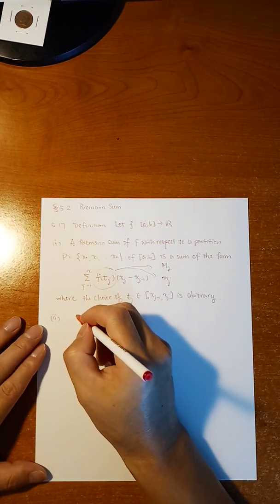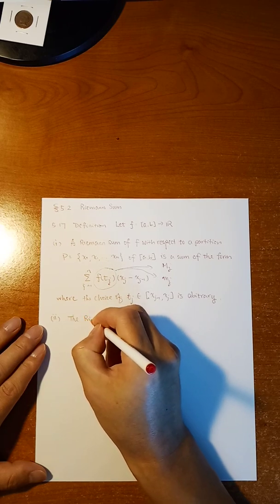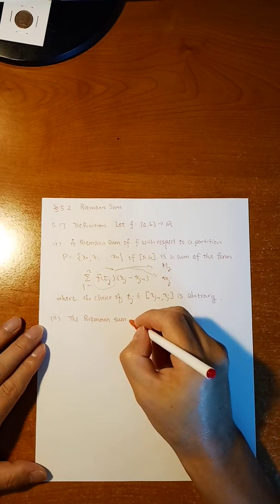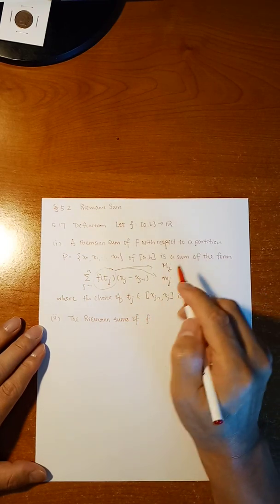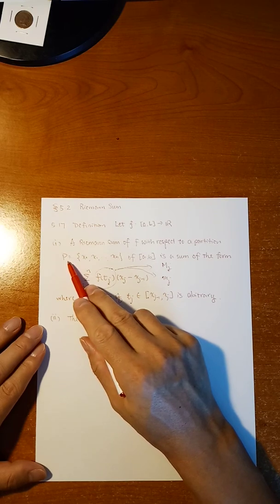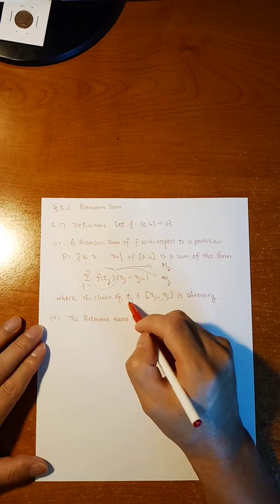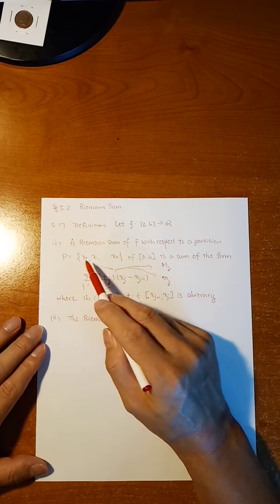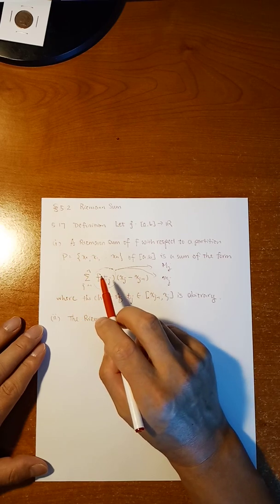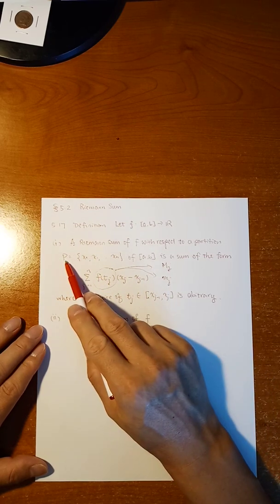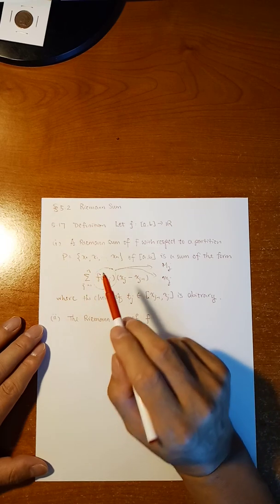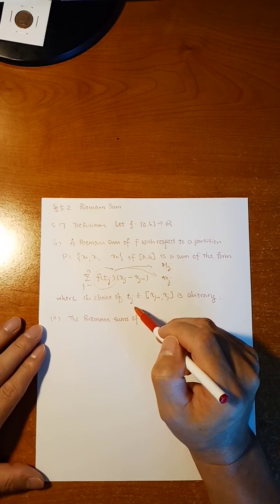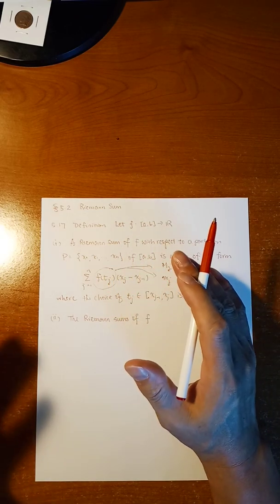Second, we say the Riemann sums of f. So you see here, even when you have a fixed partition P, you may change your sample point. So the Riemann sum with respect to a single partition is not unique. It also depends on the selection of a sample point. So there are a lot of Riemann sums.